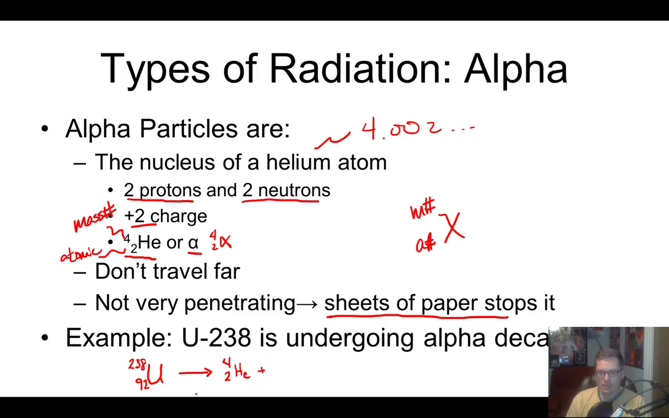All right, now here's the trick with nuclear radiation or nuclear equation. Super easy. We just need to make sure that all the top numbers on each side of the equation equal each other, and all the bottom numbers add up and equal each other.